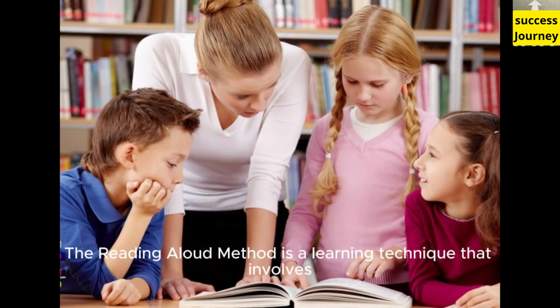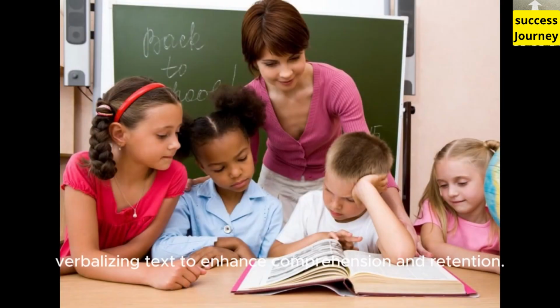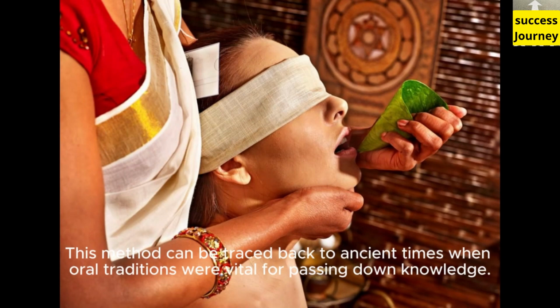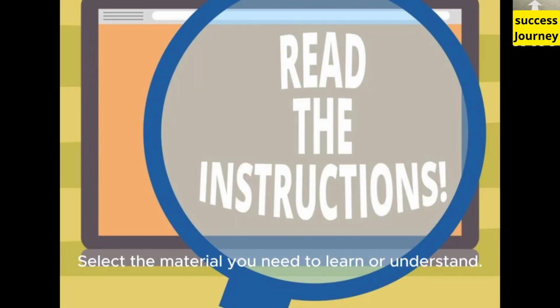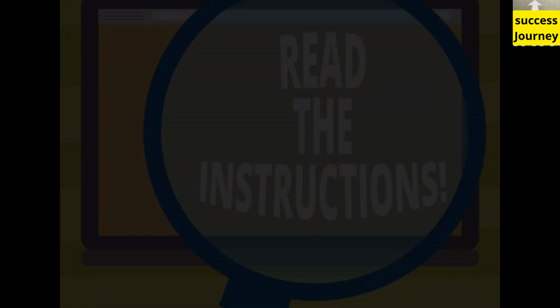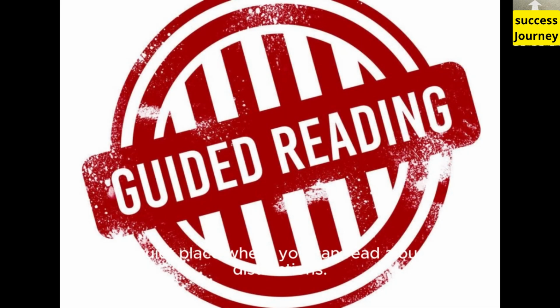The reading aloud method is a learning technique that involves verbalizing text to enhance comprehension and retention. This method can be traced back to ancient times when oral traditions were vital for passing down knowledge. To apply the reading aloud method, follow these steps. 1. Select the material you need to learn or understand. 2. Find a quiet place where you can read aloud without distractions.